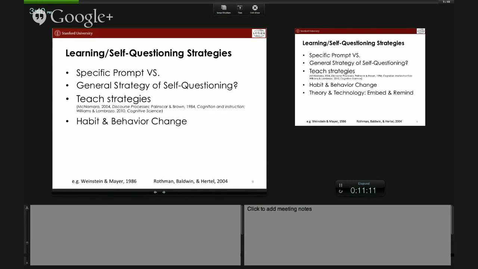And that's actually what I found. I reviewed a lot of work that's been done in habit and behavior change that reinforces some of the design decisions here.